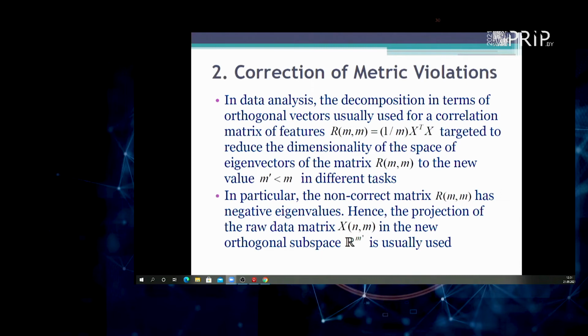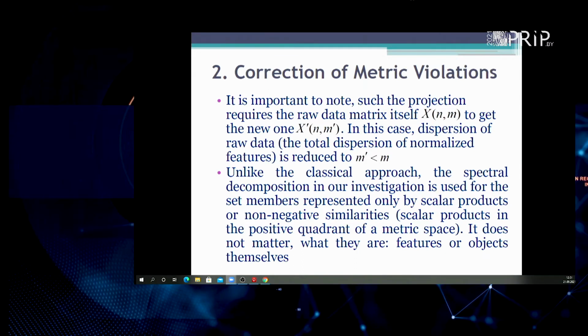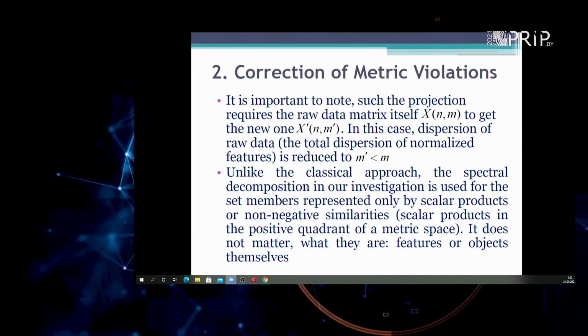What does correction of metric violation mean? In data analysis, decomposition in terms of orthogonal vectors is usually used for the correlation matrix of features, targeted to reduce the dimensionality of the space of eigenvectors of the correlation matrix R to a new value less than the initial one in different tasks. In particular, if the non-correct matrix R has negative eigenvalues, the projection of the raw data matrix X onto the new orthogonal subspace is usually used. It is important to note that such a projection requires the raw data matrix X itself to get a new one, X prime. In this case, the total dispersion of the raw data is reduced to the new size M prime.